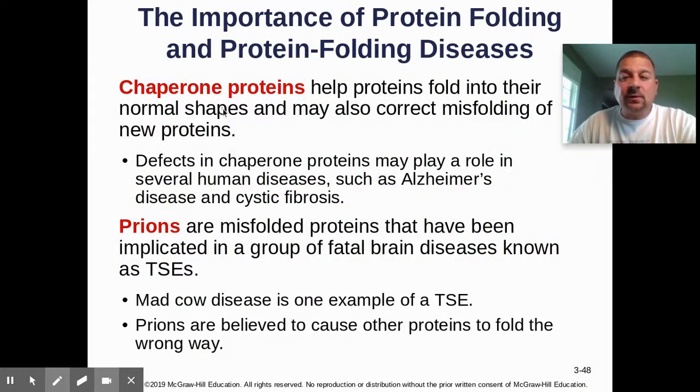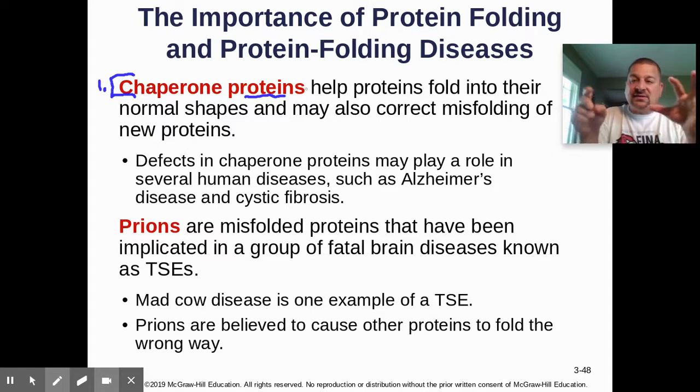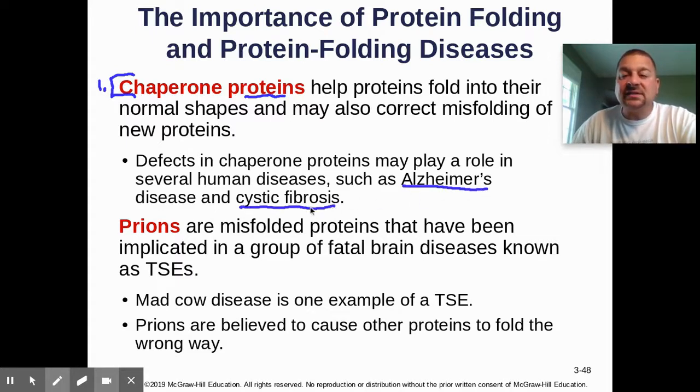Finally, is just some of the research that they've done with proteins that don't work correctly. Two things. They've found chaperone proteins, like a chaperone goes along to make sure everyone's behaving right on a trip with kids on a field trip. Chaperone proteins help proteins fold into their normal shape. They found that there's these helpers that sort of take the proteins and help them get into their final shape. Defects in that can have some bad consequences. In humans, they're looking at the role of chaperone proteins in Alzheimer's disease, also CF or cystic fibrosis, and the consequences that has on the human body, on the human system.